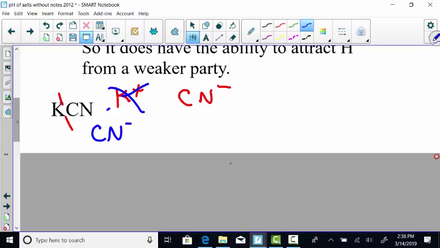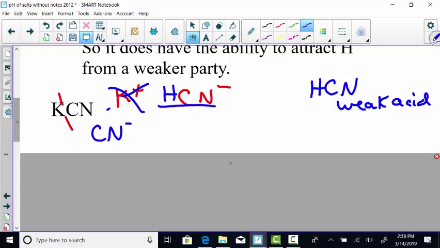Okay, and here's where we just need a little bit more experience, but HCN is a weak acid. Okay, so you just have to say, okay, can I put a hydrogen on this and have it become an acid? And pretty much everything you can add a hydrogen to, it will become a weak acid. Well, where is the only possible place it could get a hydrogen from? The only possible place it could get a hydrogen from is a water molecule. Okay?